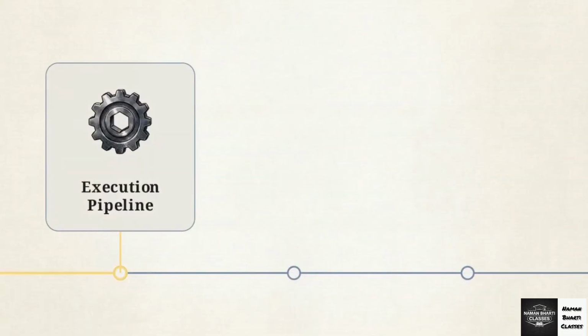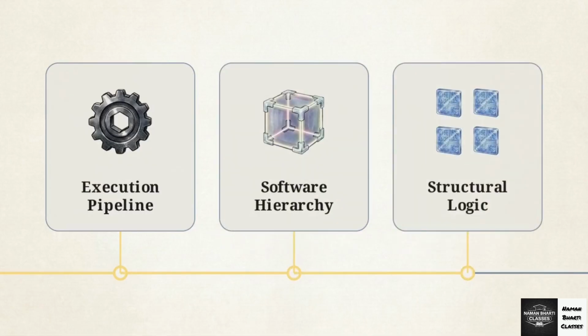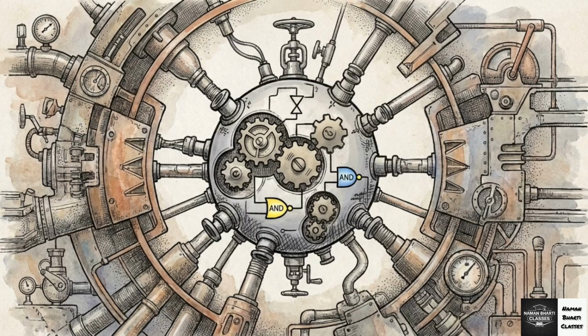To understand how this works in practice, we are going to map out Java's 2-step execution pipeline, define the software hierarchy required to run it, and examine how this system enforces strict structural logic on your code. To write reliable Java, you must first understand the exact engine that interprets it.